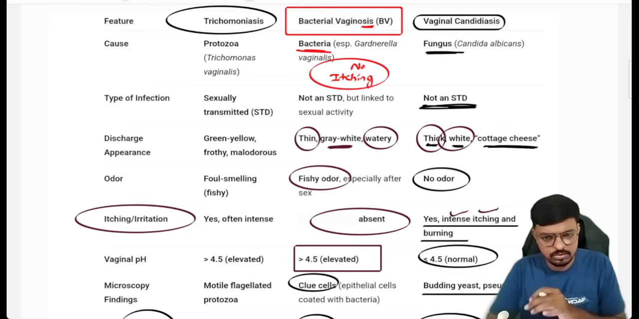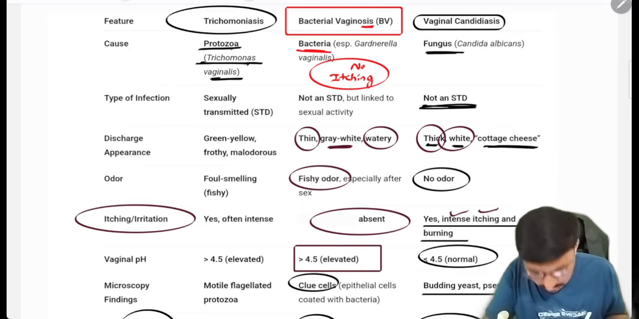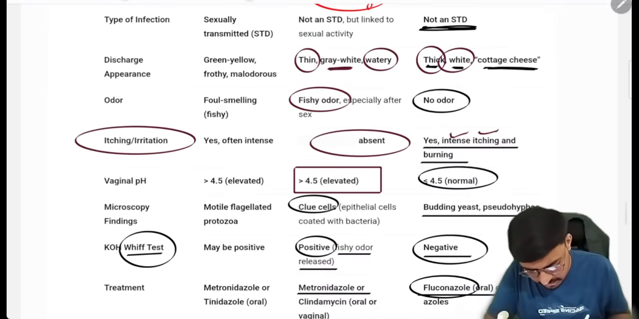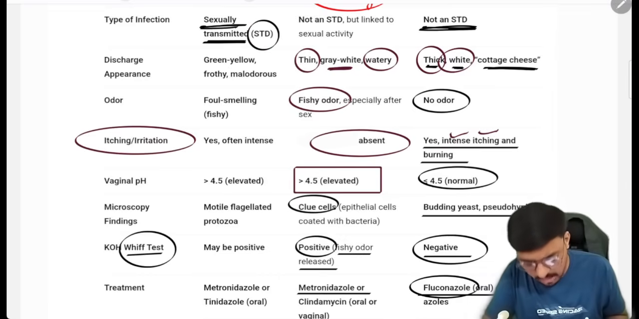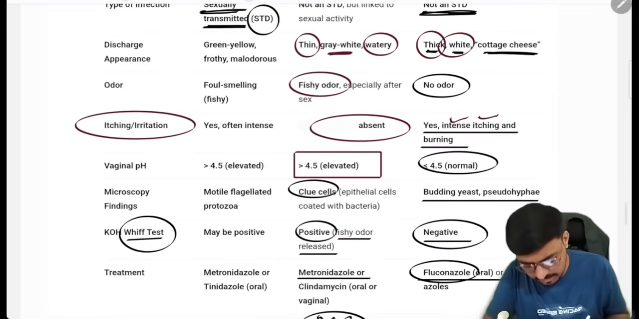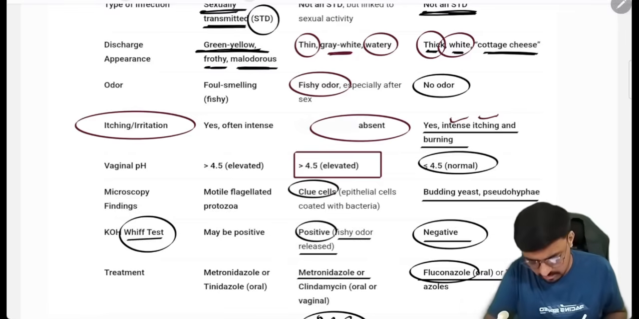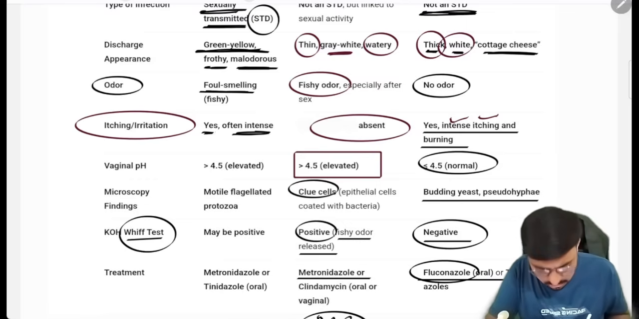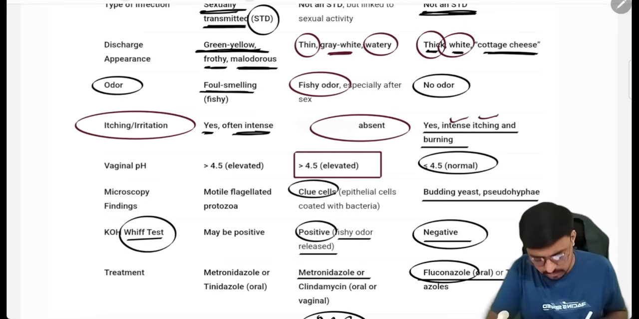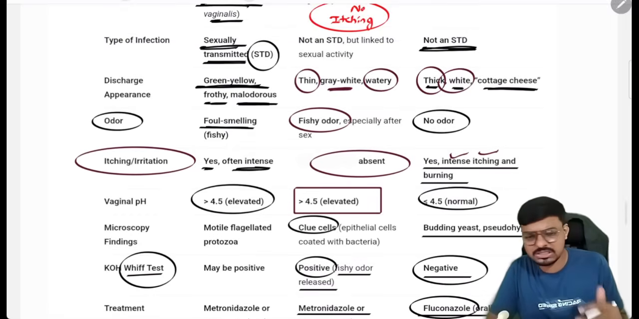In trichomoniasis, the organism is a protozoan, Trichomonas vaginalis. We get this in patients who are sexually active. This is a sexually transmitted disease. Very importantly, the discharge is greenish yellow in color, frothy, and has a very bad, foul smell. Itching will be there, very intense in nature. Vaginal pH will be elevated. Why? Because this protozoan also replaces the Doderlein bacilli.